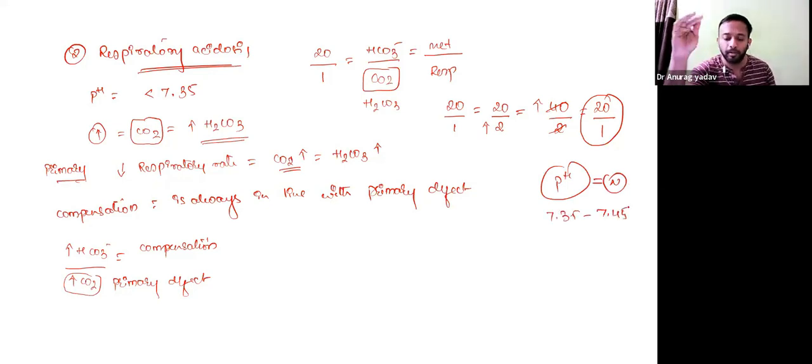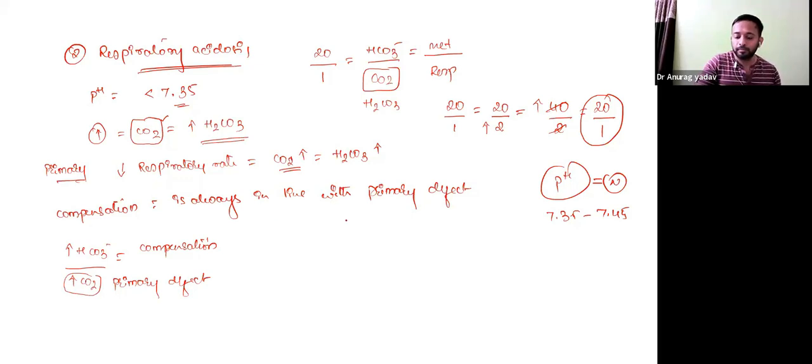Okay, this is about respiratory acidosis. Respiratory acidosis means there is acidosis. We call it respiratory when the primary defect is due to change in carbon dioxide levels. If the primary cause is due to carbon dioxide change, then we call it respiratory acidosis. So that is about respiratory acidosis.